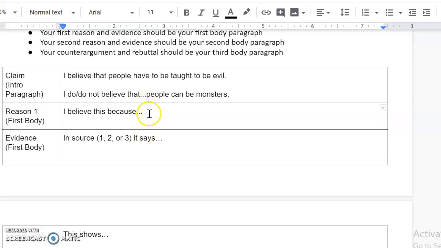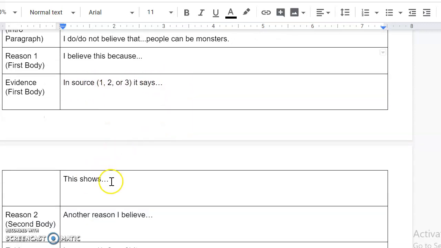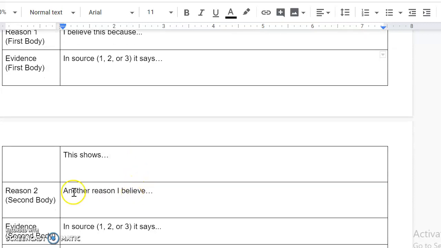And then you don't put your evidence here. You put this in your own words. A reason is in your own words, but then you support your reason with text evidence. In source 1, it says, then give me text evidence. This shows. Then explain why your text evidence supports your reason. So again, this part, evidence straight from the text. This part, your own words explaining the evidence from the text. Another reason I believe, so this is just, you come up with a second reason and a second piece of evidence.